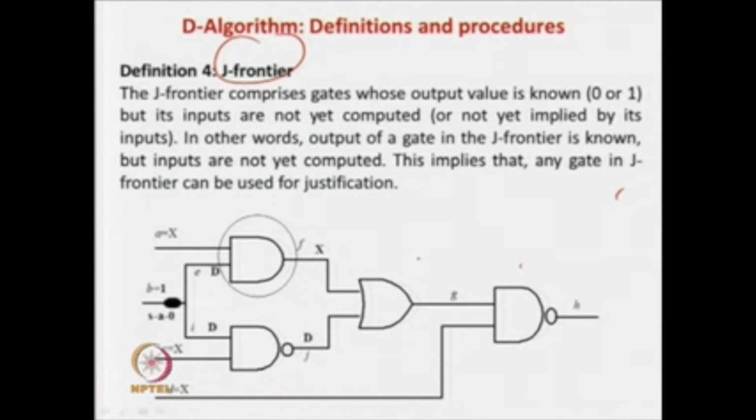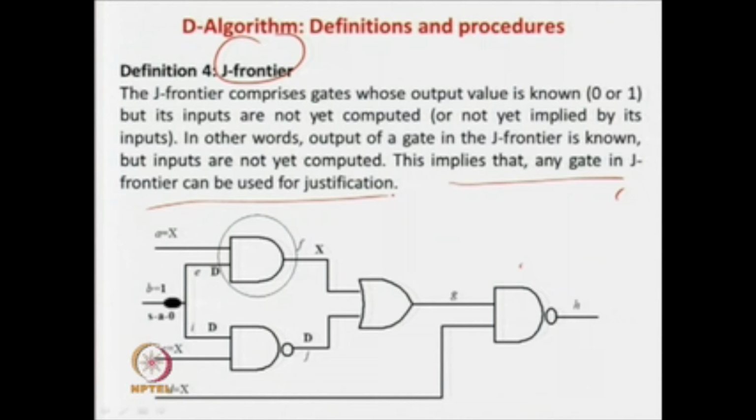Let us first read the definition and then look at the meaning and implication. The J frontier comprises gates whose output value is known, either 0 or 1, but whose inputs are not yet computed or not yet implied by its inputs. In other words, the output of a gate in the J frontier is known, but its input is not yet computed. That implies that any gate in the J frontier can be used for justification.